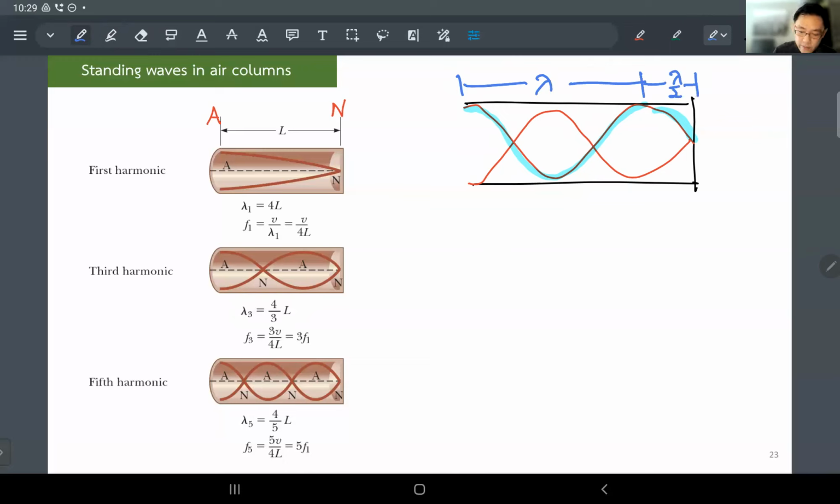Cool. So what you have over here is going to be a quarter, quarter. So you're going to have 5 lambda over 4 equal to the length of the tube. And hence, there we go. The wavelength is going to be 4L/5, on and on and on. So this is how you evaluate the wavelength in the one open, one closed end air columns or tubes. Cool. Okay. Not too bad.